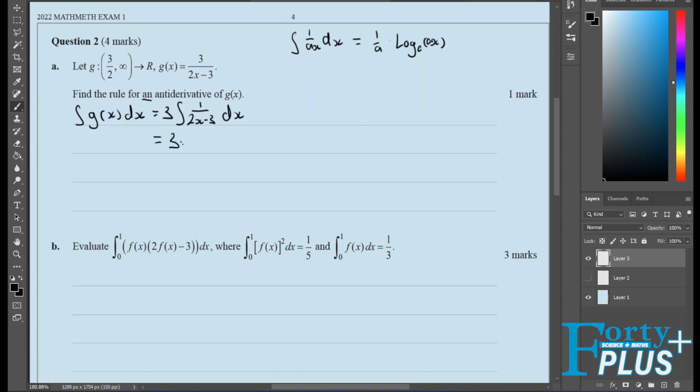Cool. So we can simplify this down now. It's 3 times 1 over a. A in this scenario is 2, so 1 over 2 times log base e of 2x minus 3. Keep simplifying it down. Simply just 3 over 2 log base e of 2x minus 3.